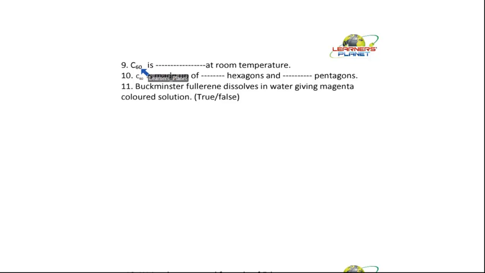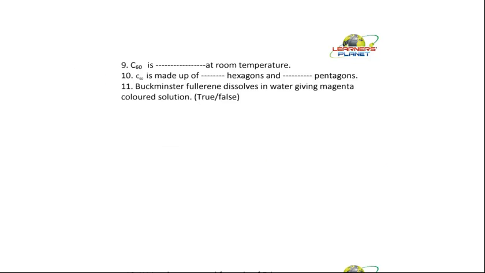Now this C60 is dash at room temperature. Now your diamond is a rigid solid at room temperature. Your graphite is not that rigid, it is a soft structure. But this is in between diamond and graphite. Buckminster fullerene is neither very hard like diamond nor soft like graphite.